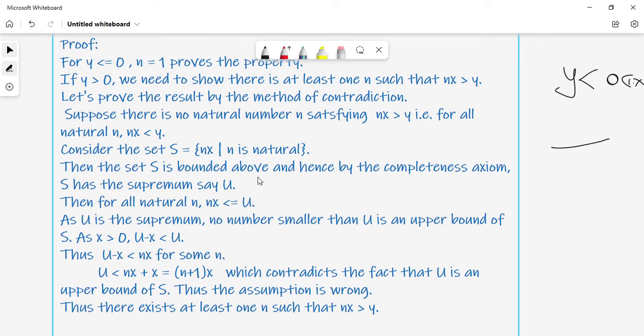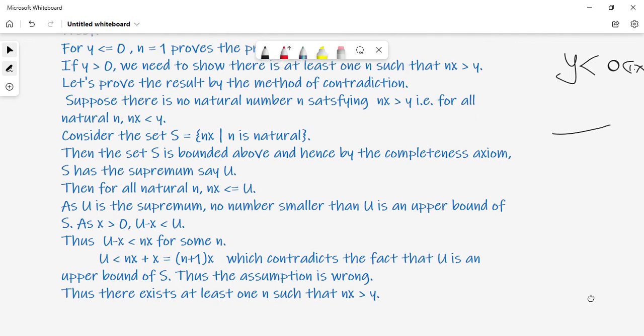And the completeness axiom tells us that a set which is bounded above and is a subset of R has a supremum. So this set will also have a supremum. Let us name it U. Then for all natural numbers n, nx will be less than or equal to U. Now U is the supremum, so no number smaller than U can be an upper bound. So U is the least of all the upper bounds. This is what we know.